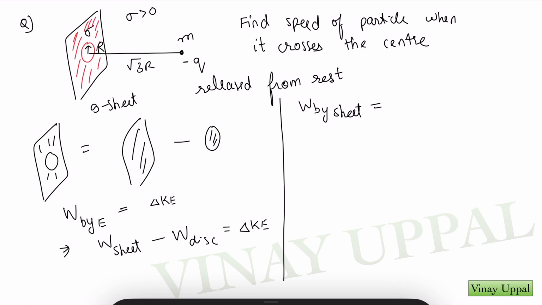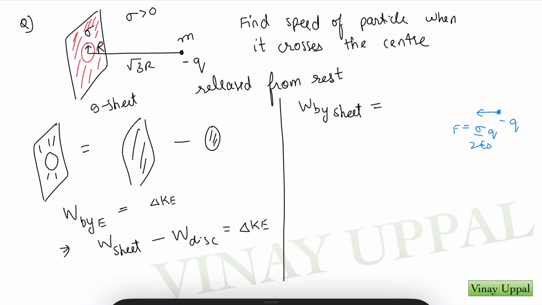By sheet here I mean the entire infinite sheet. So this would simply be the electric force multiplied by the displacement. Now the electric force on the minus q charge will be towards the left. Sigma is positive, so the electric field will be to the right and the charge is negative. The force would be sigma by 2 epsilon naught times q. This is the magnitude of the force and the displacement is root 3r.